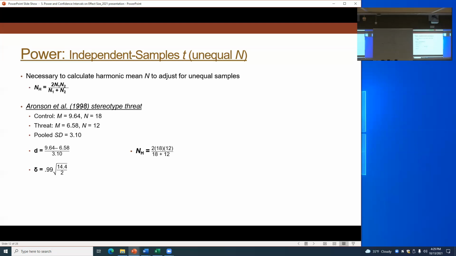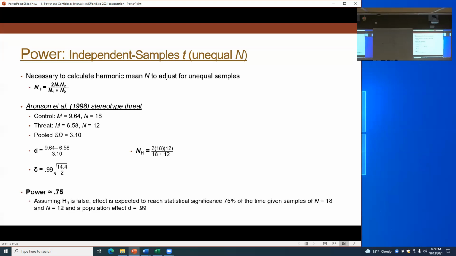So what I need is to calculate this harmonic mean of my sample size. If this proportion is about what I'm intending to replicate, I take 2 times 18 times 12, all over 18 plus 12. Use that formula and I get a harmonic sample size of 14.4. Then I'm going to take that, divide it by 2, and if I go through and take that, someone tell me what this is.